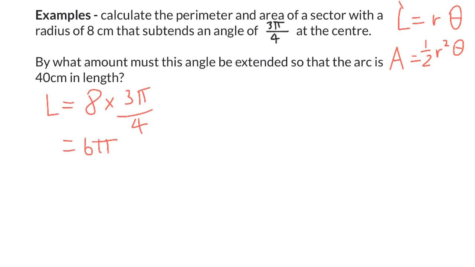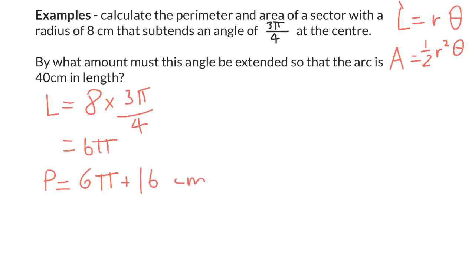To find the perimeter there, I'm going to say it's 6 pi plus 2 times 8, which is 16. So that means my perimeter of that shape is 6 pi plus 16, not 6 pi times 16. And I'll add centimeters to that because I need a unit there.